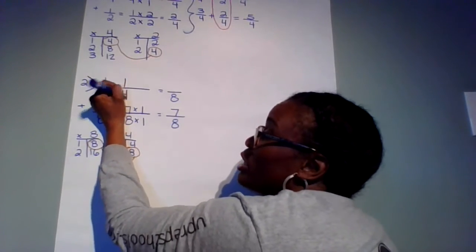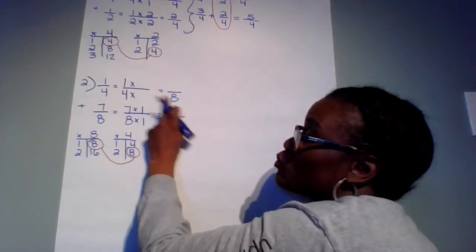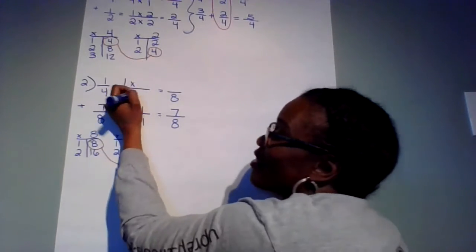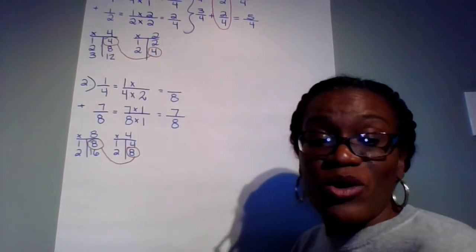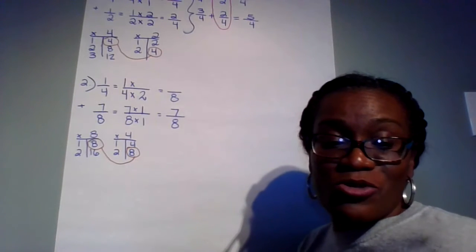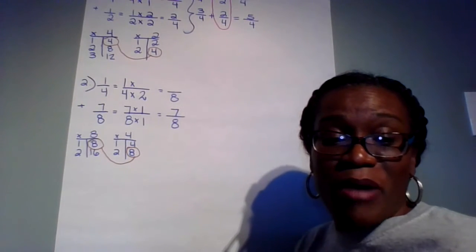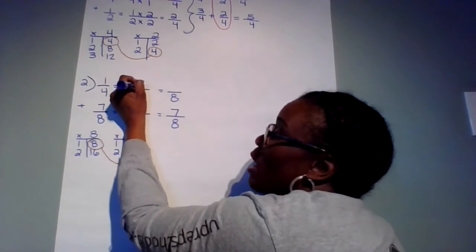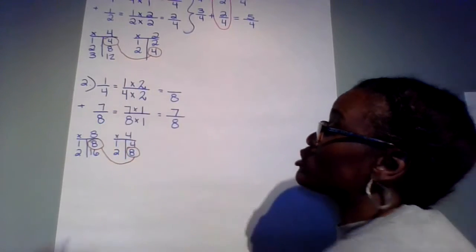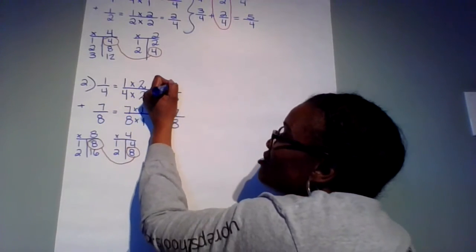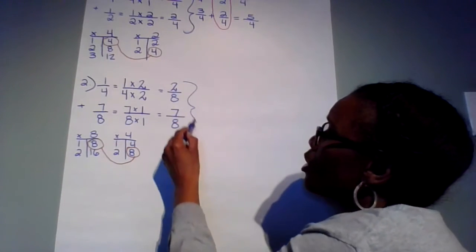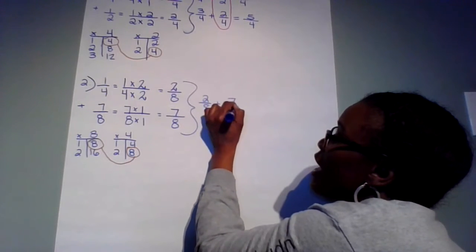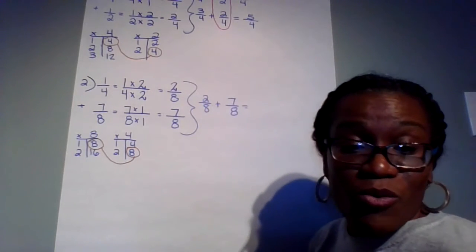I'll do the same up here. 4 times what equals 8? That's right, scholars. You guys are so smart. 2. And what's the rule? If you do it to the top, you have to do it to the bottom. If you do it to the bottom, you have to do it to the top. So I'm going to take this 2 and multiply my numerator by 2. And 1 times 2 is, that's right, 2. And so now I have 2/8 plus 7/8 equals what?